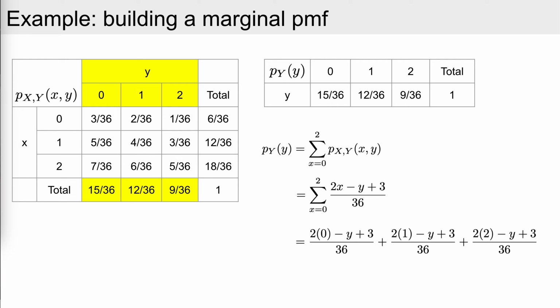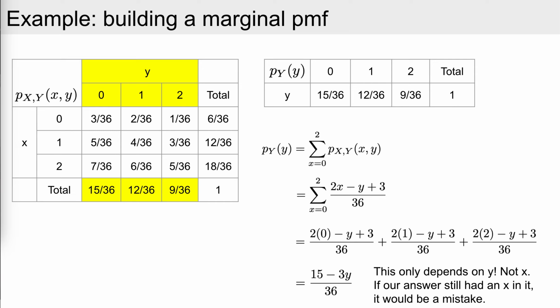The result simplifies to (15 minus 3y) divided by 36, where again y can be 0, 1, or 2. Finally, notice that our formula for the PMF of y only depends on y, not x. Mainly, a model of y alone doesn't use any information about x. Thus, if our answer still had an x in it, it would be a signal that we made a mistake somewhere in our calculation.